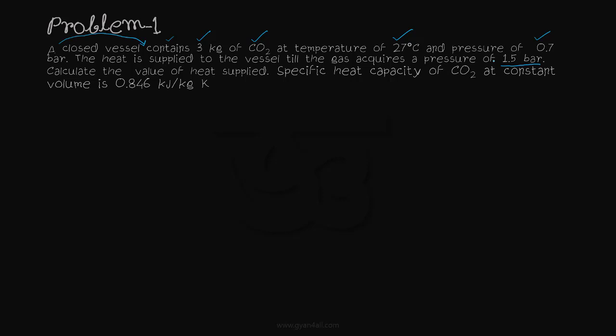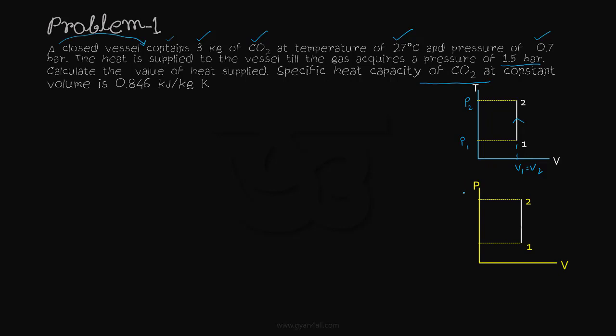And for the solution of this problem, the specific heat capacity of carbon dioxide at constant volume is given. This is the Cv value. And we can represent this in a temperature-volume diagram like this. So the volume does not change, that means V1 equal to V2, and pressure changes from P1 to P2, and the process is 1-2.